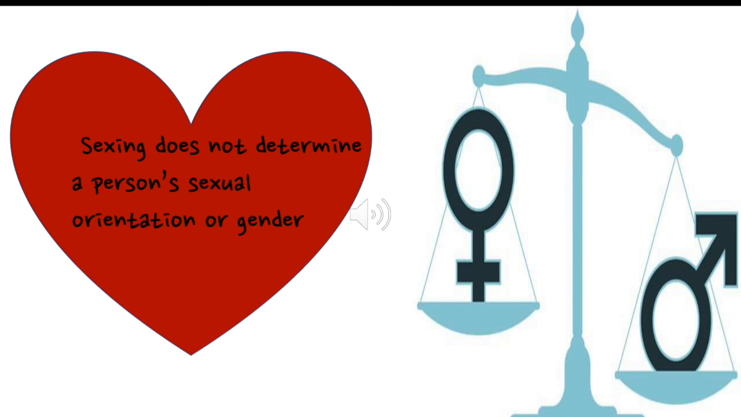It is important to know and understand that sexing does not determine a person's sexual orientation or their gender. All sexing really does is help researchers loosely pinpoint where the individual they're studying would fall under the sex continuum. So it is not a determination but an estimation, hence the phrase more or less male or more or less female.